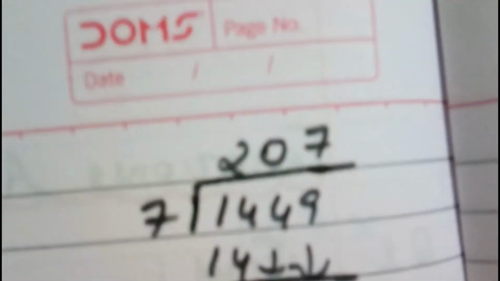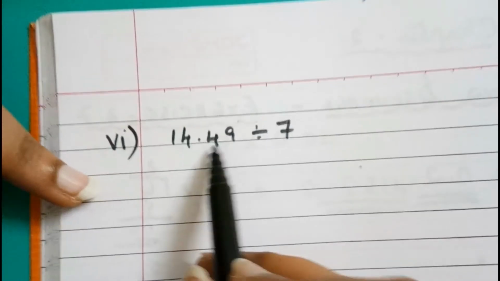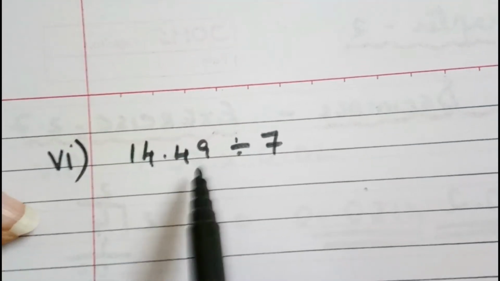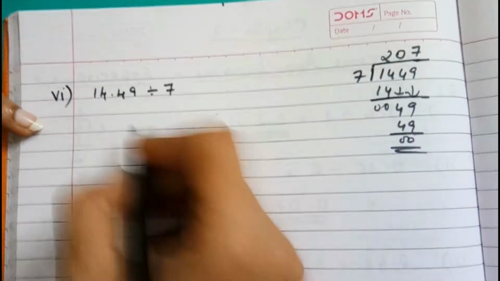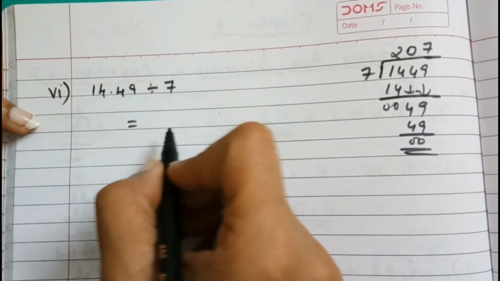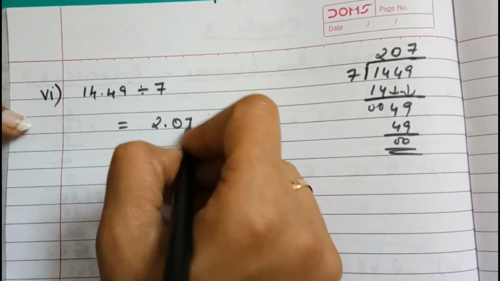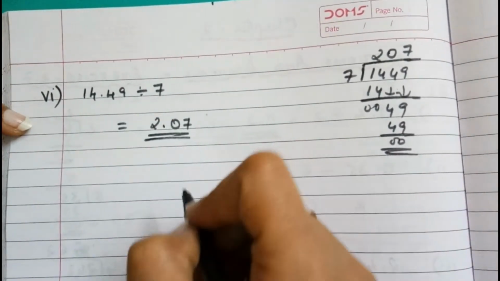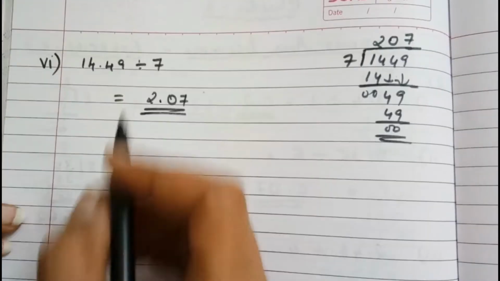So here what we got as the answer? 207. Now here after how many decimal points are there? How many numbers are there? There are two numbers after the decimal point, and here we have got the answer as 207. So what would be the final answer here? 2.07. Clear? Because there are two numbers after the decimal point.